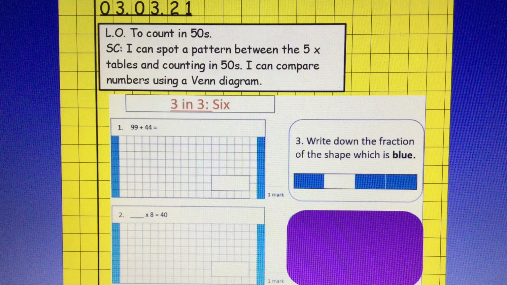Our LO today is to count in 50s. Our success criteria is I can spot a pattern between the 5 times table and counting in 50s. I can compare numbers using a Venn diagram.